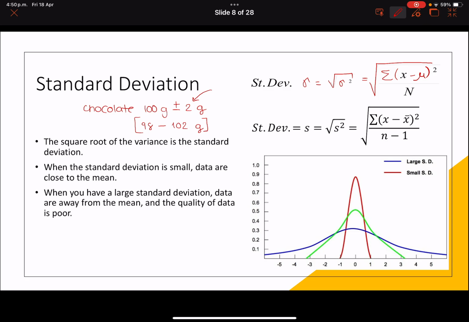This is the same graph that we had before. This one has a small standard deviation because my mean is right here and my data is not that far away. But as I see the blue one, I can see that I have a larger standard deviation, right? My data is all over my graph.